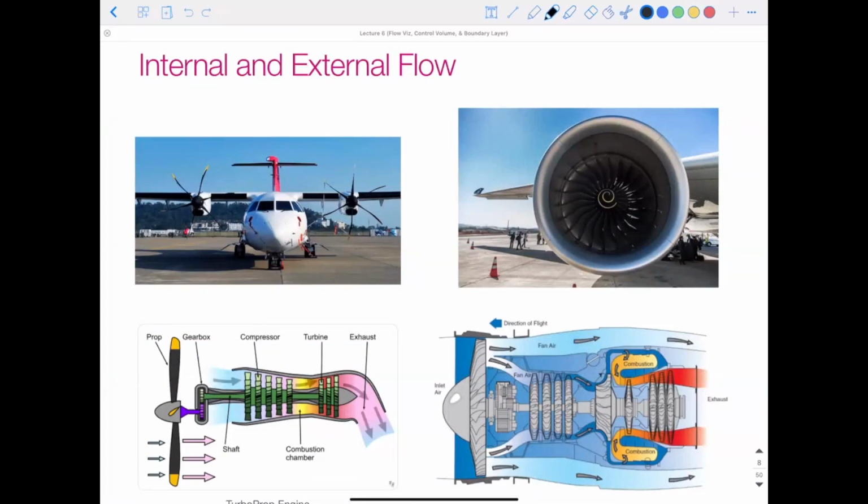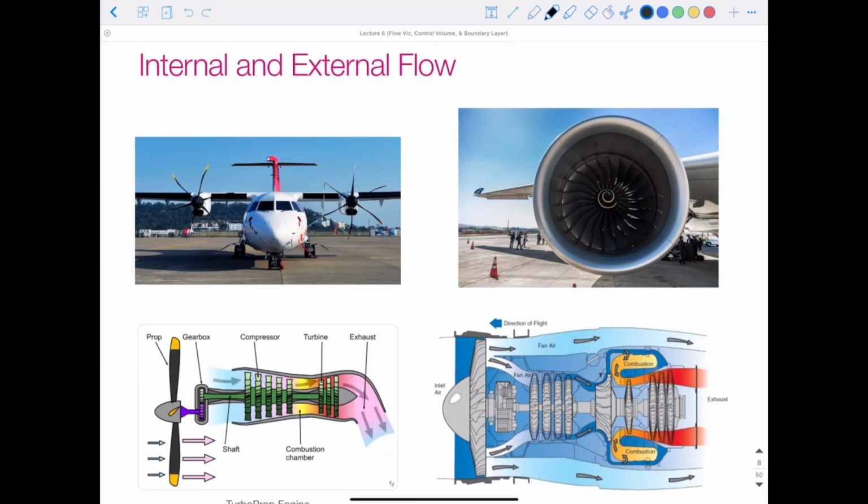All right, so internal and external flow. I brought some pictures, I didn't draw these, of some examples where we might have internal versus external flow considerations. If we think of a turboprop or a prop plane, these props are external. They're not encased inside some channel or a pipe or a duct. So the flow around those blades would be classified as an external flow.